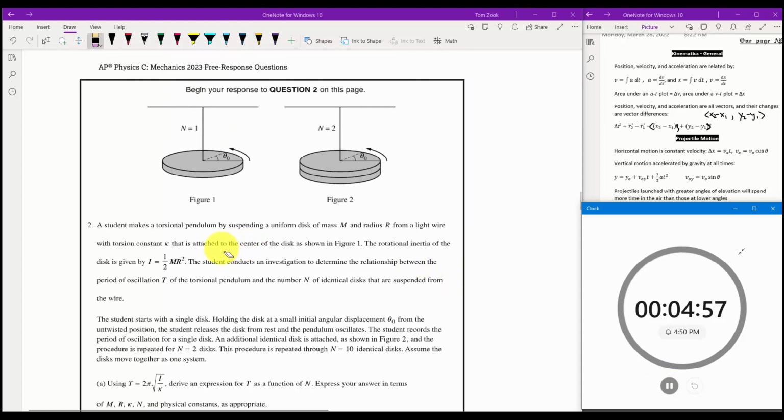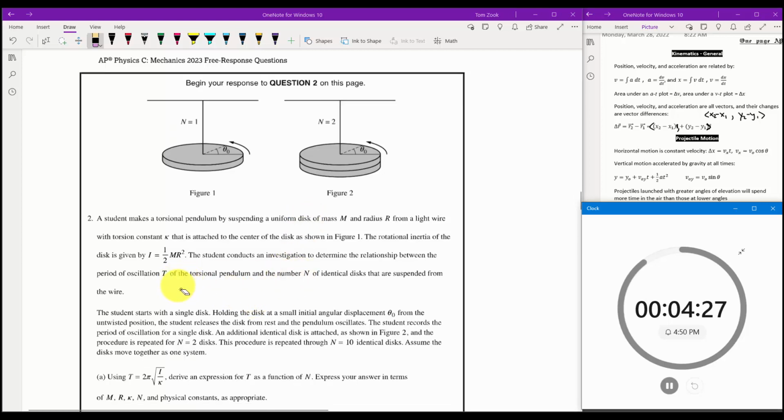It says a student makes a torsional pendulum by suspending a uniform disc of mass m and radius r on a light wire with a torsion constant kappa that is attached to the center of the disc, as shown in figure 1. The rotational inertia of the disc is given by that. The student conducts an investigation to determine the relationship between the period of oscillation of the torsion pendulum and the number n of identical discs suspended from the wire. So it gets heavier. How does the time it takes to go back and forth respond? I'm going to guess that more discs, longer time. That seems like it would make sense.